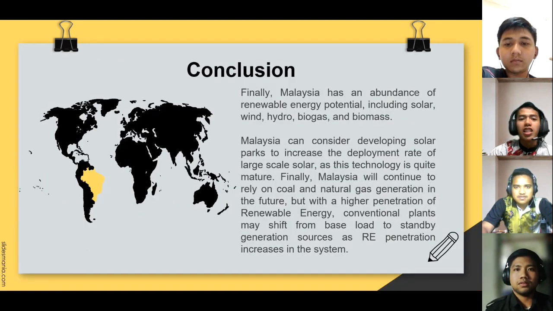In conclusion, Malaysia has an abundance of renewable energy potential, including solar, wind, hydro, biogas, and biomass. Malaysia can consider developing solar parks to increase the development rate of large-scale solar, as this technology is quite mature. Finally, Malaysia will continue to rely on coal and natural gas generation in the future, but with a higher penetration of renewable energy, conventional plants may shift from base load generation to standby generation sources as RE penetration increases in the system.